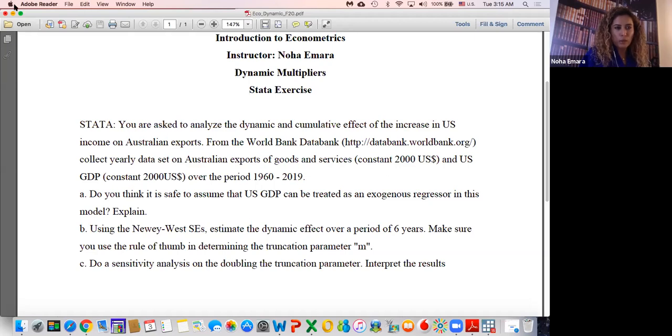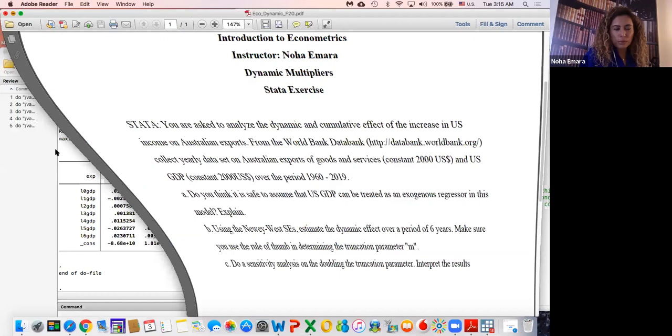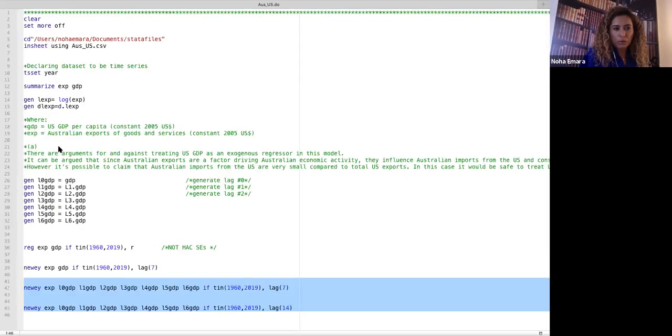I wrote for you a couple of thoughts. For point A, let me first talk about that. Here I imported the data set. In order to work with any time series data set, which is a variable moving over time, you have to declare the data set to be time series. So here I have tsset year, which means this is a time series data set where the period variable is called year. And here I'm summarizing exports and GDP, where GDP is the US GDP and exp is the Australian exports.